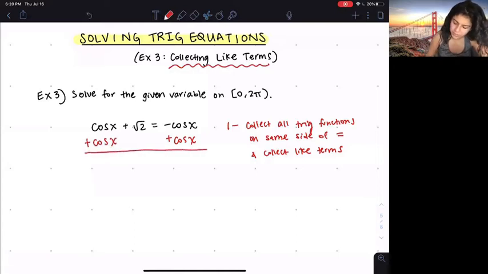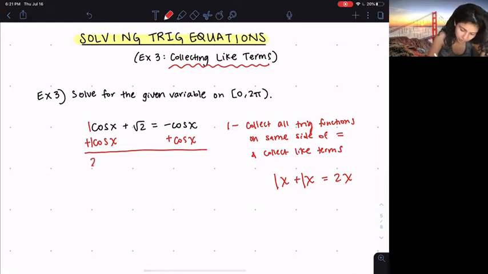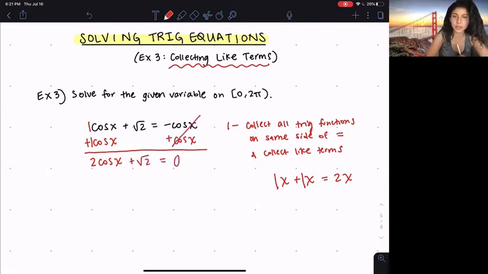And in the same way that x plus x is really 1x plus 1x, which is 2x, well, here we have 1 cosine x plus 1 cosine x, which gives me 2 cosine x. Plus radical 2 equals, these guys cancel out to 0. In our next step, see if you can figure out what we should do. We went over this in our last video.